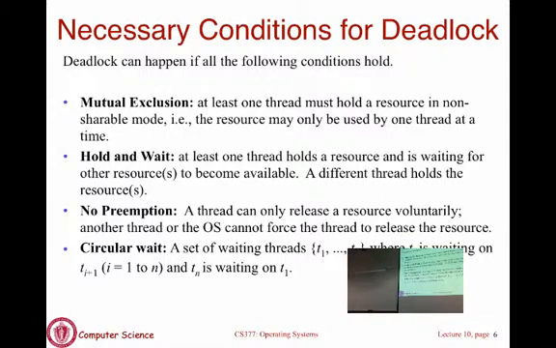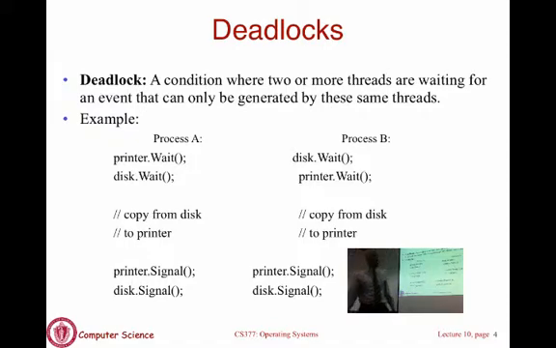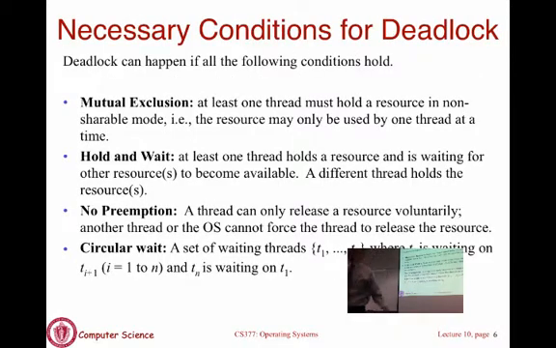What mutual exclusion says is that there is at least one thread that's holding a resource in a non-shareable mode. That means there are locks or semaphores in the system, and so there is mutual exclusion going on. Some threads are holding locks, or semaphores. You have to have hold and wait. This essentially says that some threads are holding some locks or resources and waiting for others. So in the code here, you had hold and wait, where process A was holding the printer lock and waiting for the disk lock. Process B was holding the disk lock and waiting for the printer lock. So you need hold and wait.